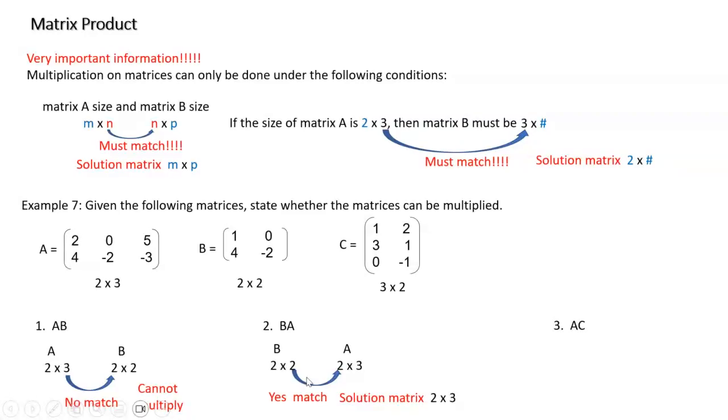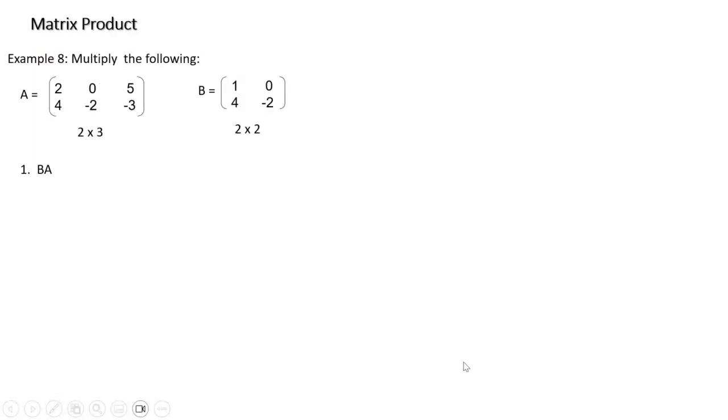Okay. How about A times C? A is a 2 by 3 and C is a 3 by 2. So yes, it can be done. A match, yes, it can. And the solution will be a 2 by 2 matrix. Okay. Let's do some examples here. Example 8. So let's do B times A.